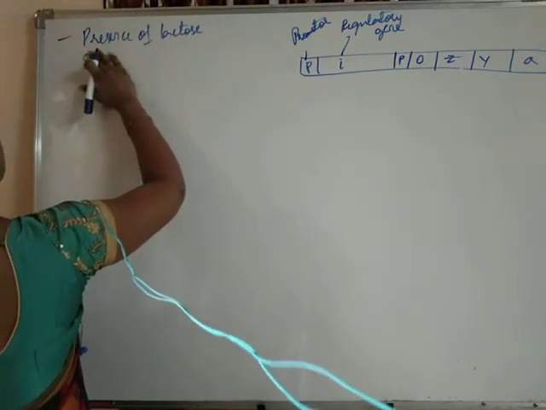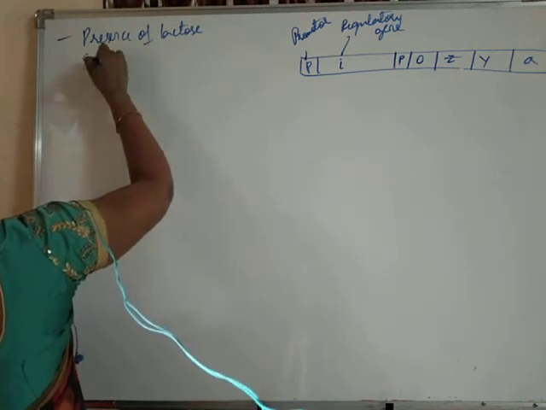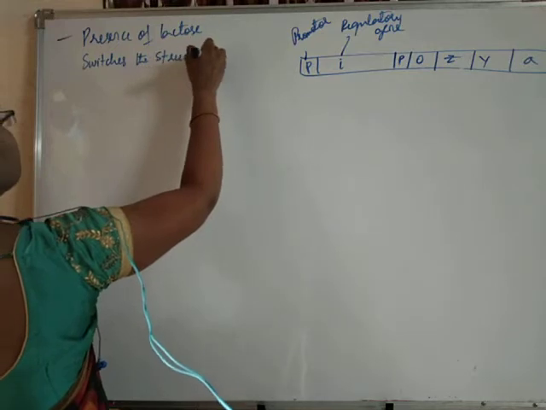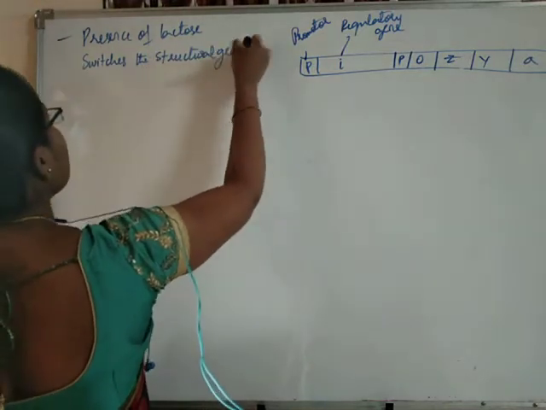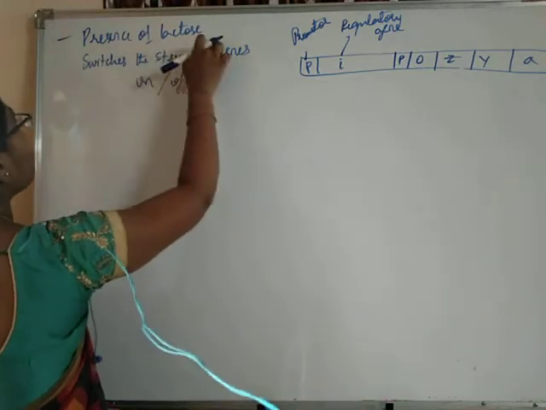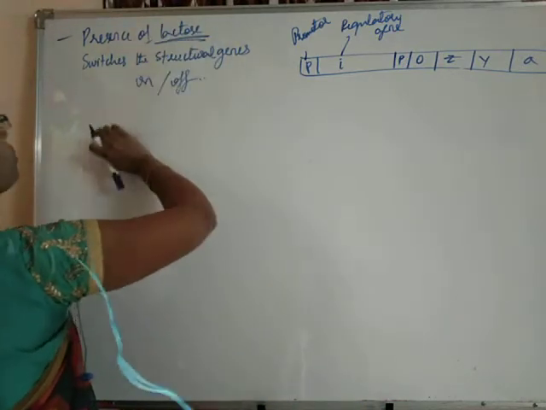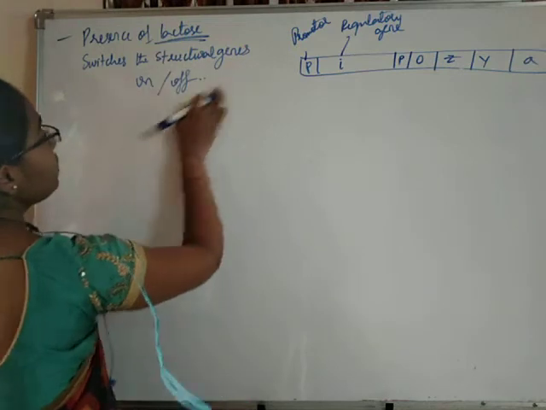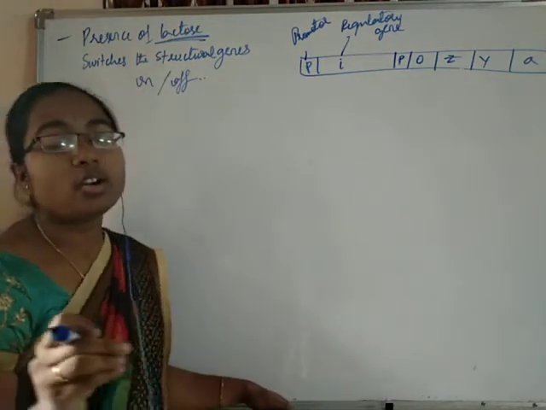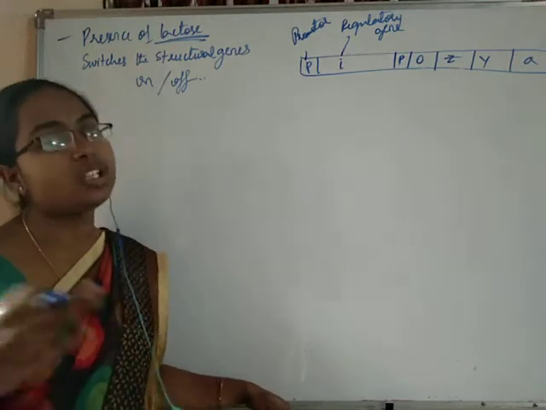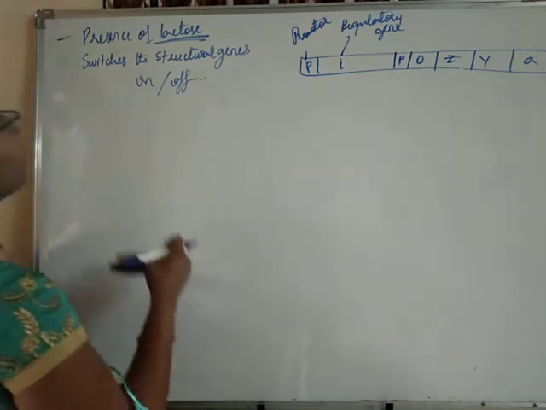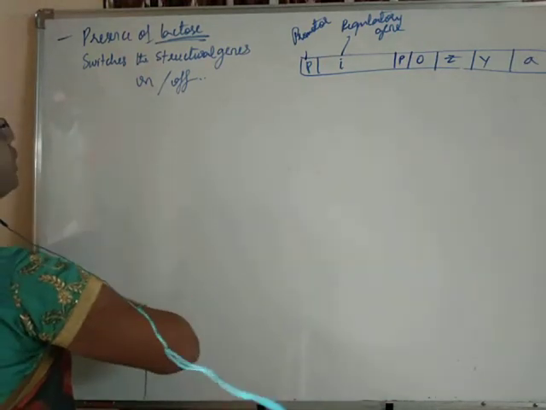So here students, the presence of lactose switches the structural genes on or off. This is the main important thing. Lactose is the one which is switching the structural genes on and off. That means lactose is responsible for causing the structural genes to be expressed or not to be expressed. So how is it responsible for the switching on and off of structural genes?